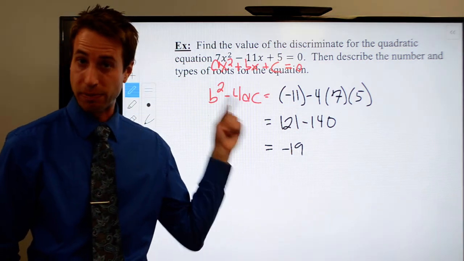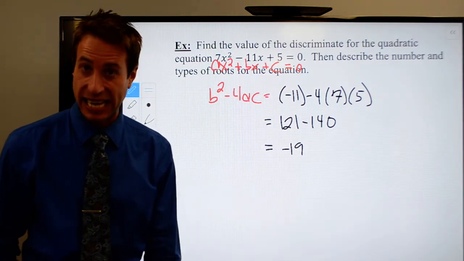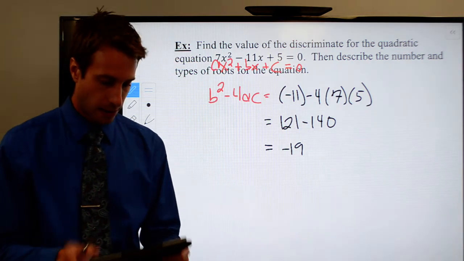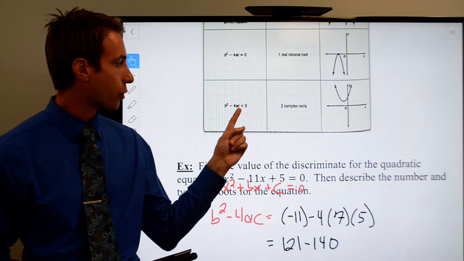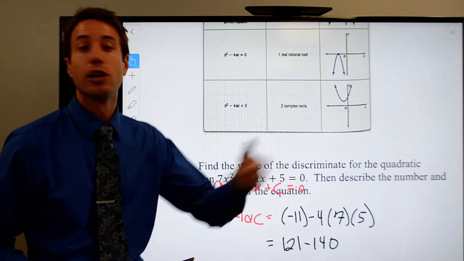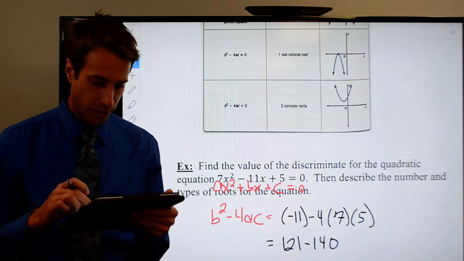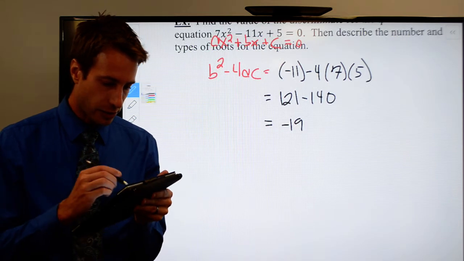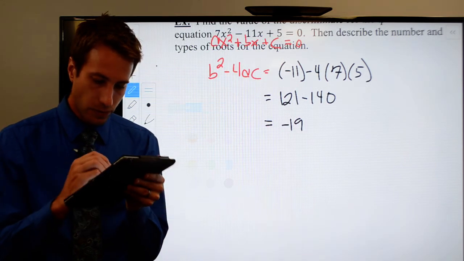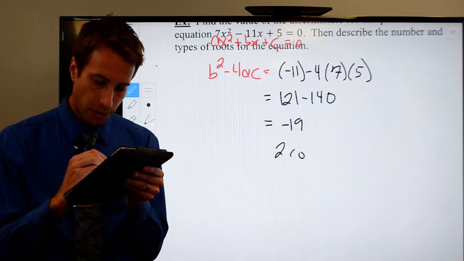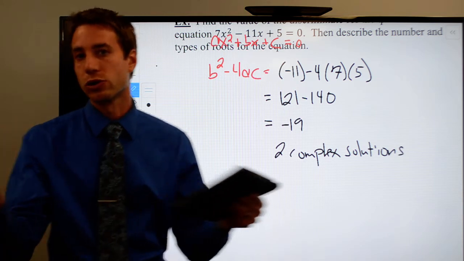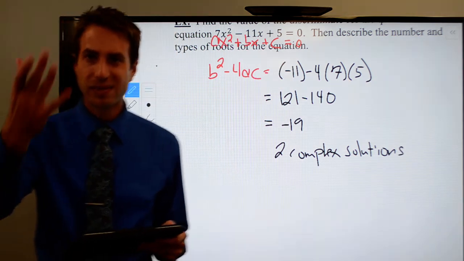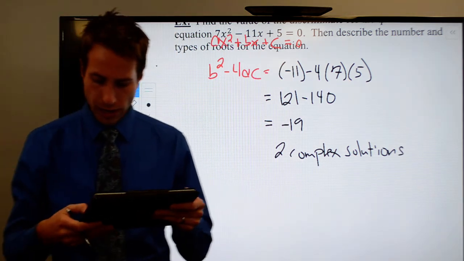My answer, b squared minus 4ac, comes out to be negative, which means b squared minus 4ac is a negative number. You're going to have two complex solutions. So the answer is two complex solutions or two imaginary numbers. It's just that simple. Let's try another one.